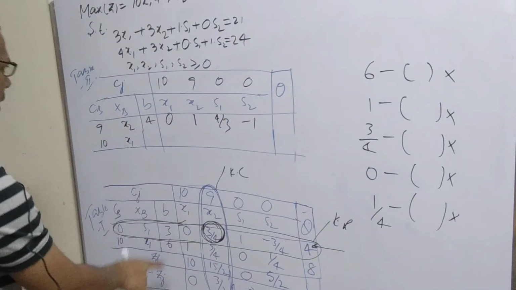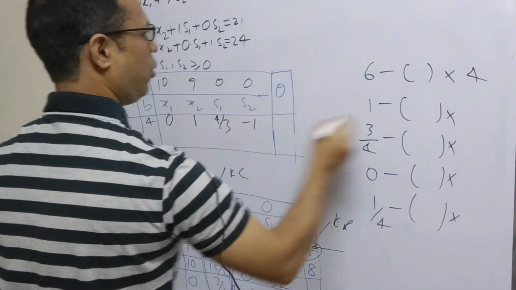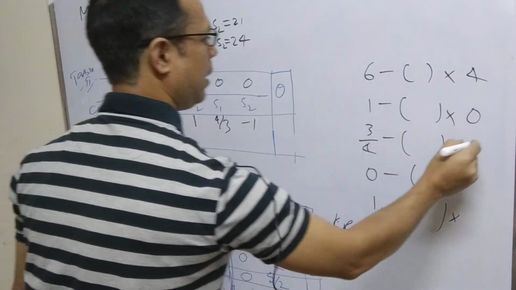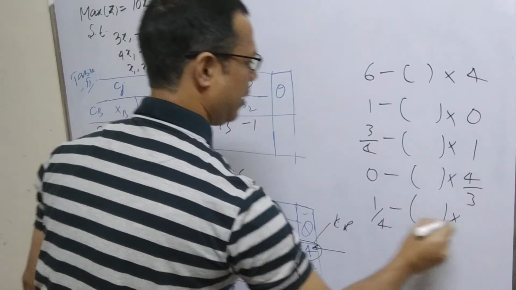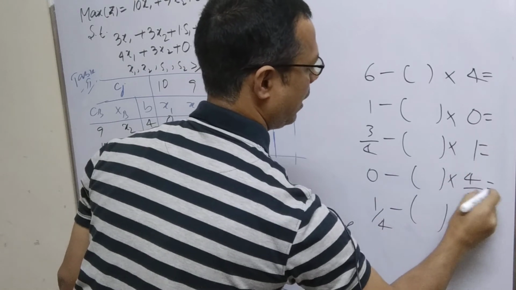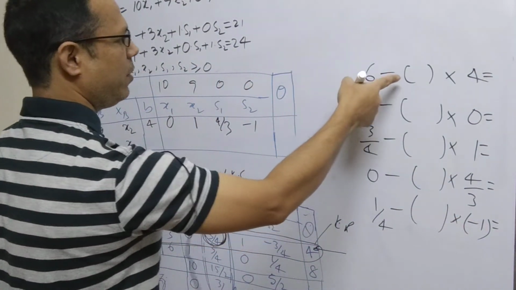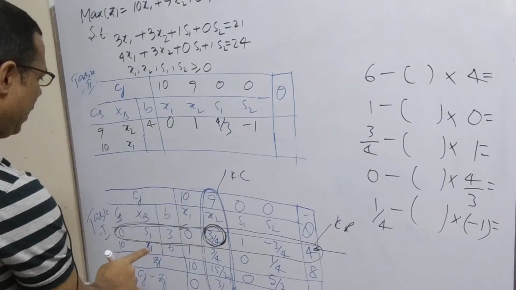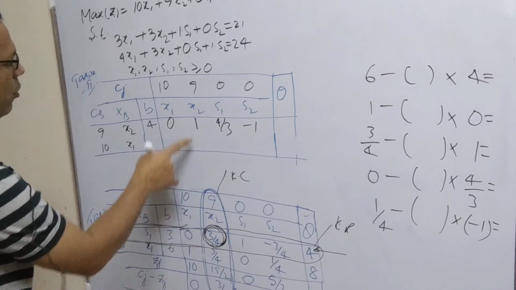What is the new result? The new result is 4, 0, 1, 4 by 3 and minus 1. You need to find this value and write it here. What are these values going to give you? Which values are you going to make 0? Just see here where we are going to make the 0, because these values have already been changed to 1.